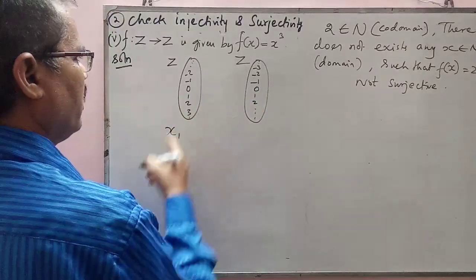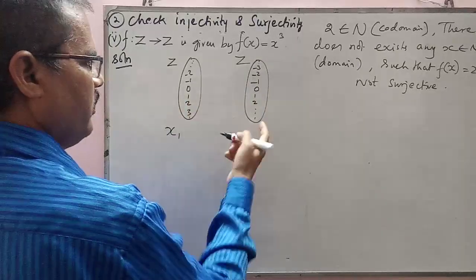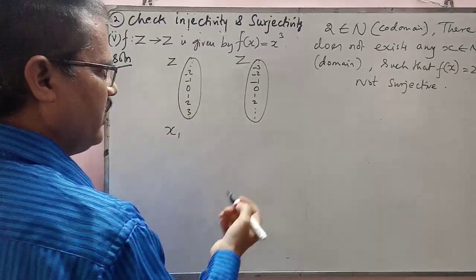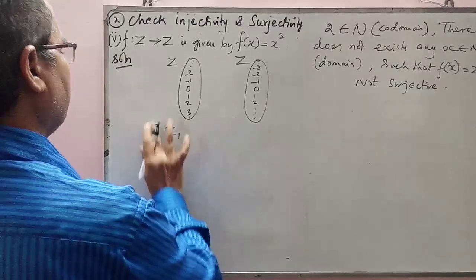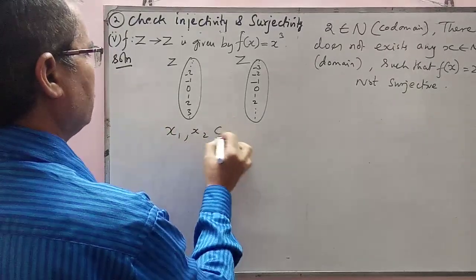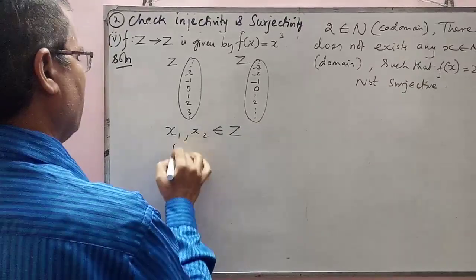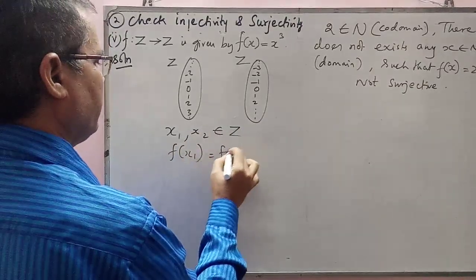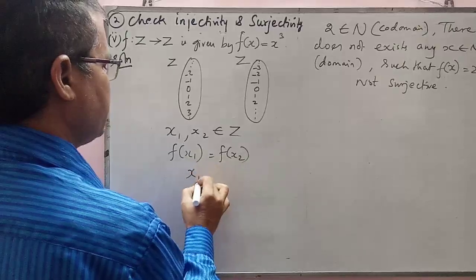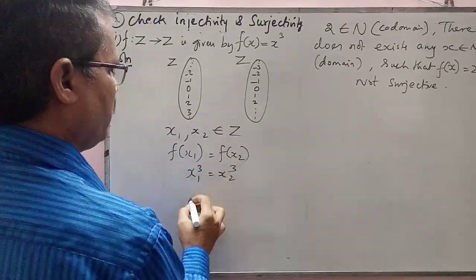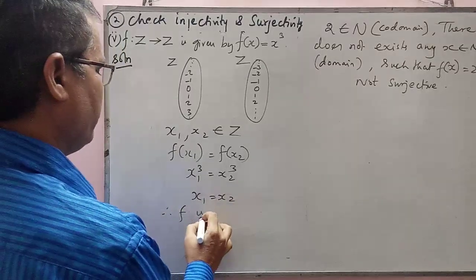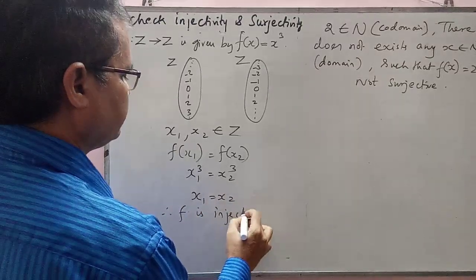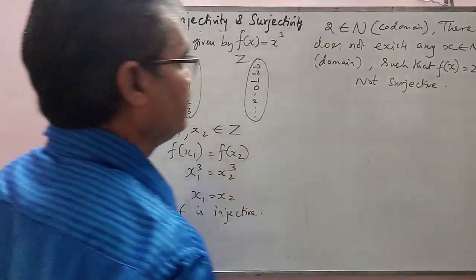You take two elements. 1 will map to 1, 2 will map to 8, and it goes on like that. There won't be any two elements that have the same image. It's not possible. So let us start. Let x1, x2 belong to the domain Z. Start with x1: f of x1 equal to f of x2, which means x1 cube is equal to x2 cube. Here, taking cube roots, you get x1 equal to x2. Therefore f is injective, or one-to-one. So this part got over, children.